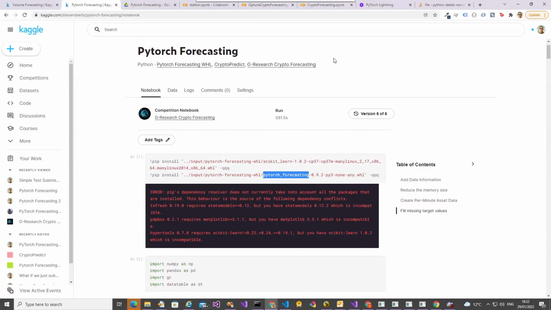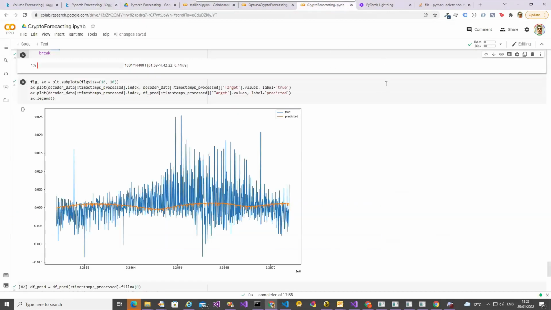So, as I say, I don't think my actual notebook itself is much good, and I don't think the results are any good. So I don't think I understand the PyTorch forecasting well enough yet.